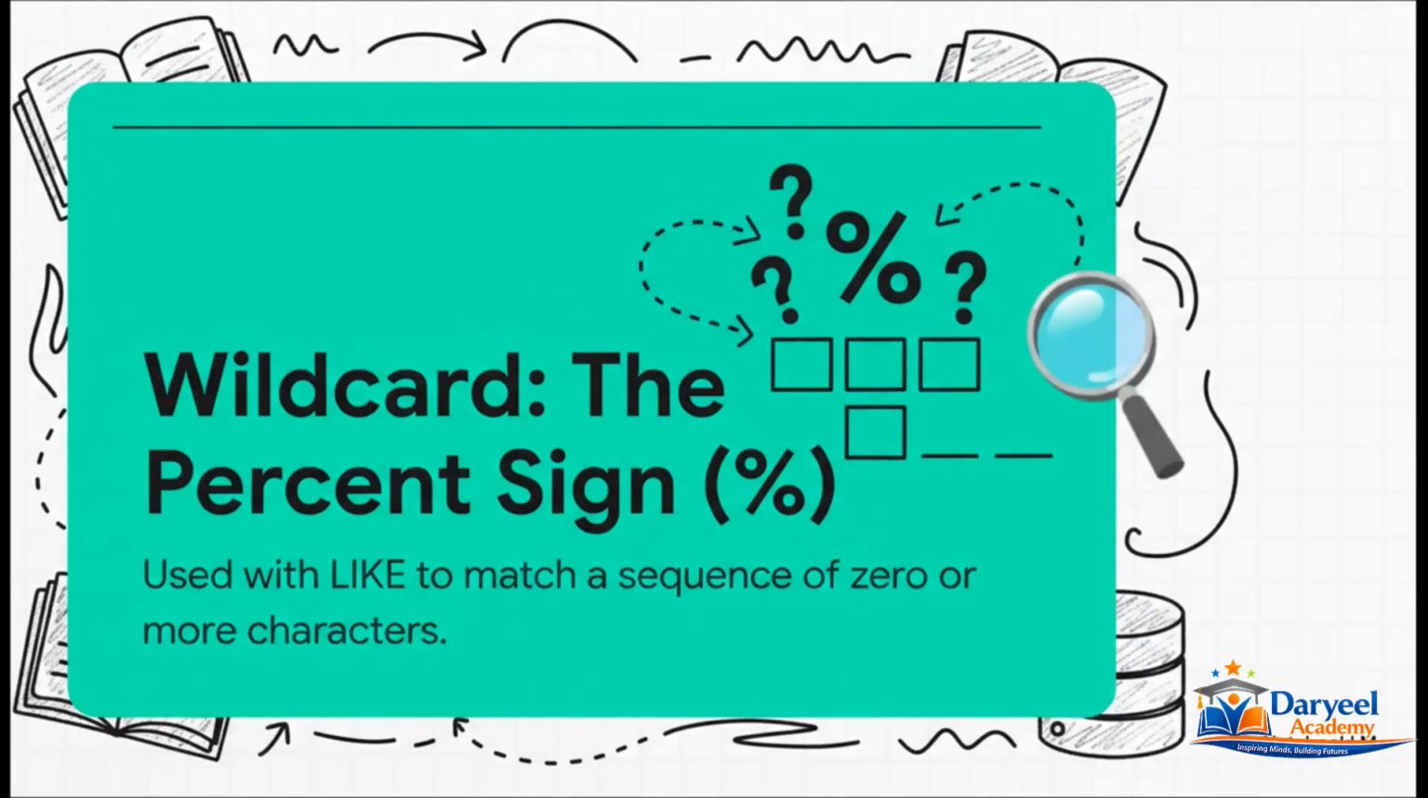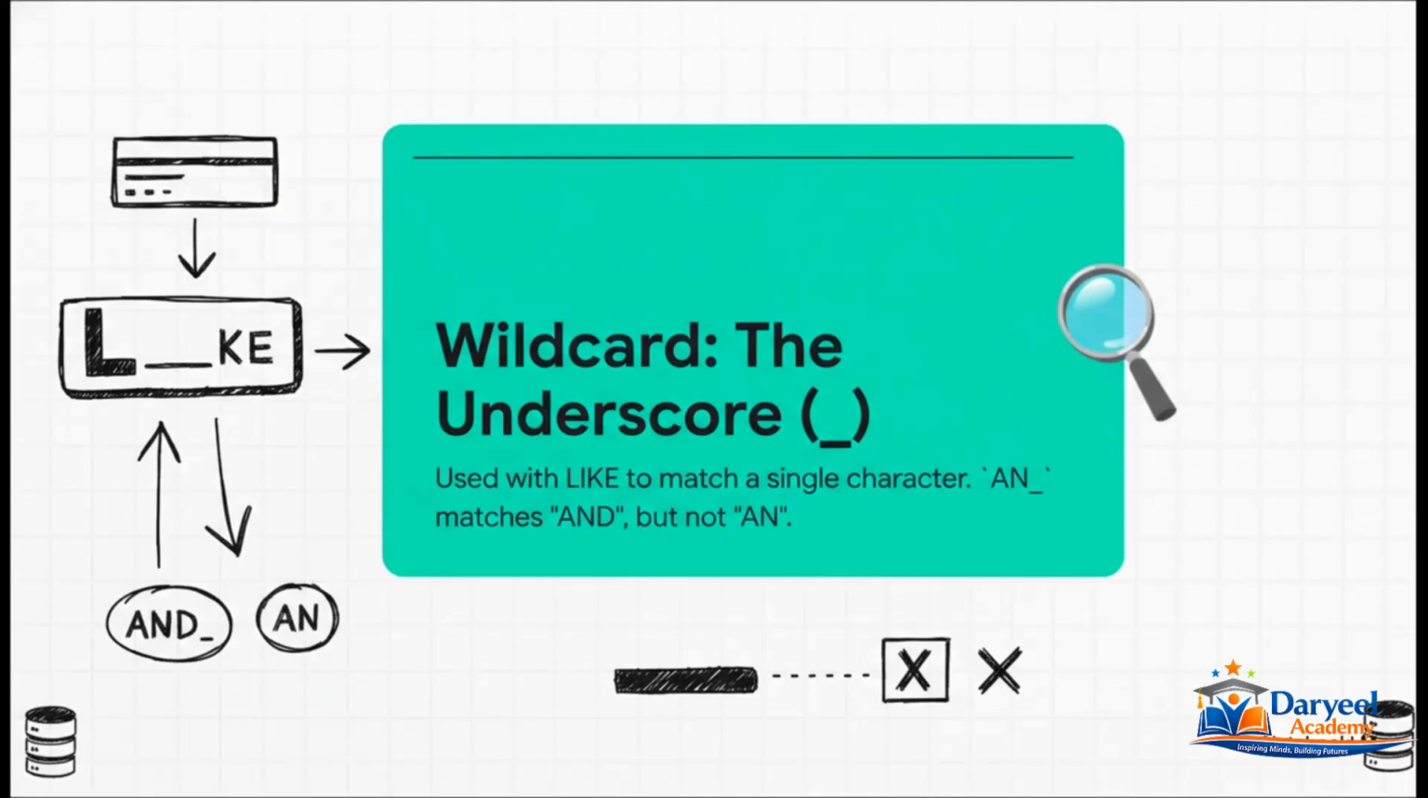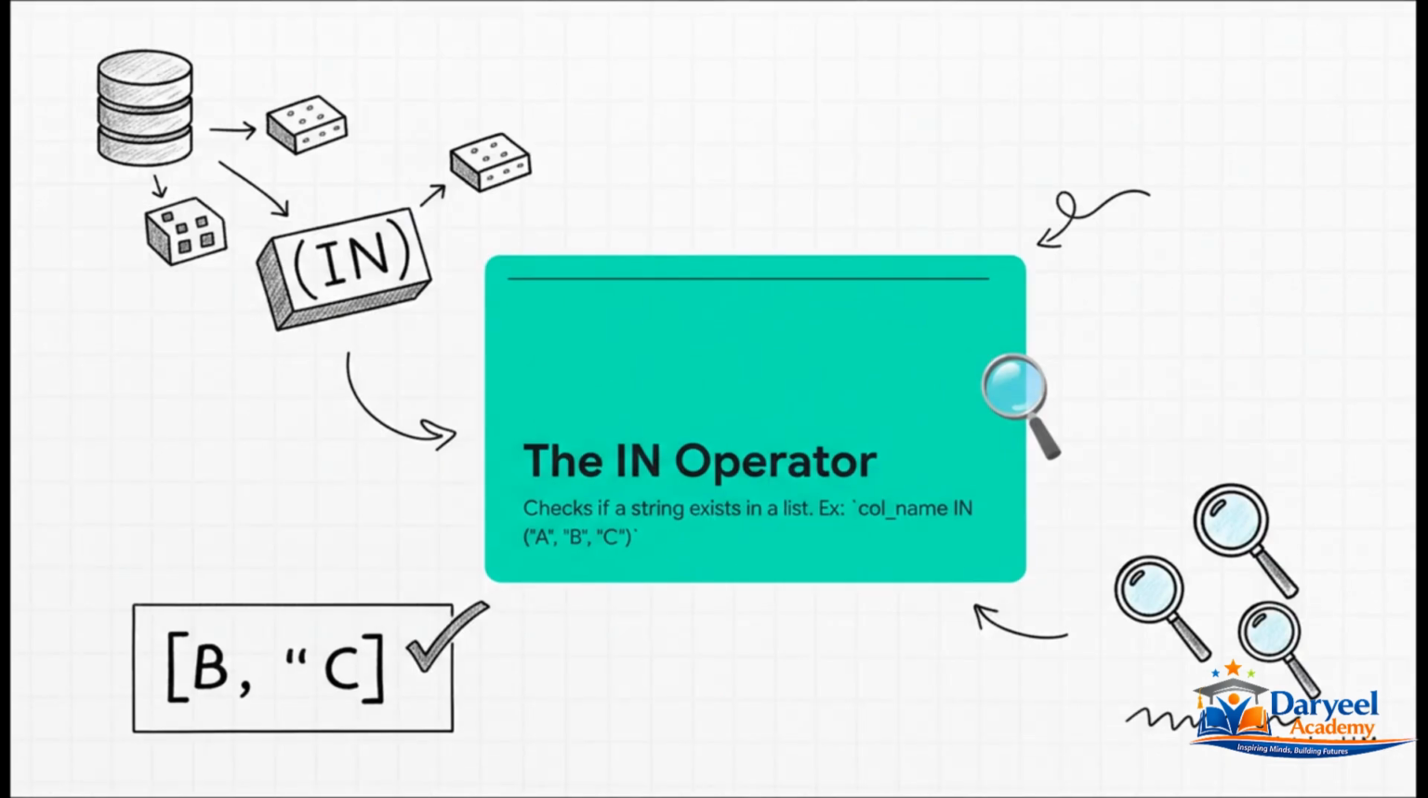Okay, here's our first superpower, the percent sign. Think of it as a fill-in-the-blank for your text searches. See how this works? It finds AT anywhere in the text, beginning, middle, or end. Super powerful stuff. The underscore is way more precise. It's a placeholder for just one single character. Nothing more, nothing less.